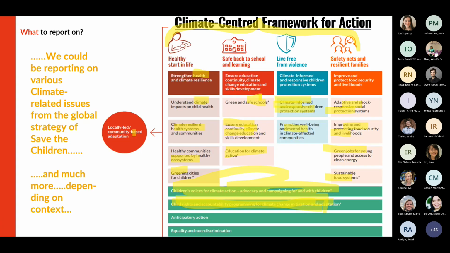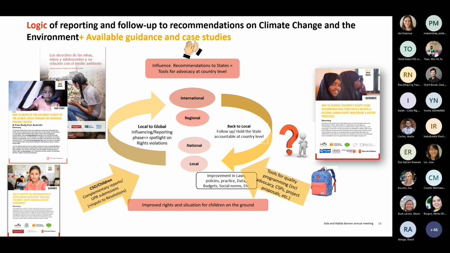And if we look at this SAVE slide, for those who are not from SAVE, very heavy slide here, you can see it relates to the 4 goals that the SAVE strategy has. So we can report on these issues that are in these goals as far as they relate to environment and climate change, and even more, depending on the context. So the whole logic is very much like bringing information from local to global. We have developed some tools and case studies that can help in bringing this information up and know what to bring, for example, what to ask the children, what to ask the civil society, so that we know what it is that we want to inform these review mechanisms, these monitoring and review procedures.